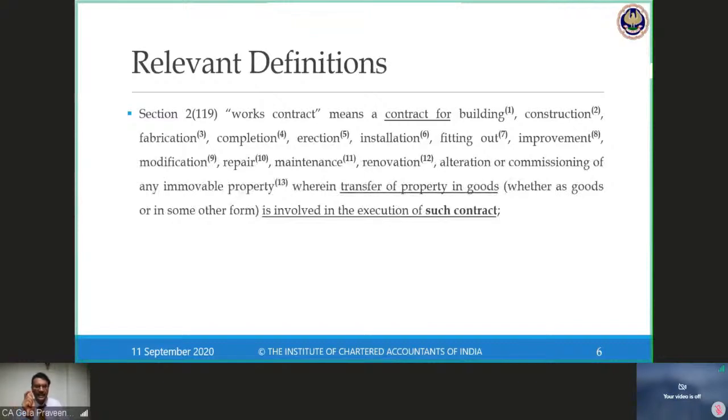This definition 13, I should have put on this alteration or commissioning. There was a typographical error. This term 13 should have been placed on alteration or commissioning.